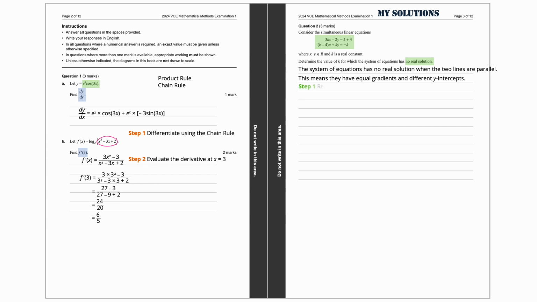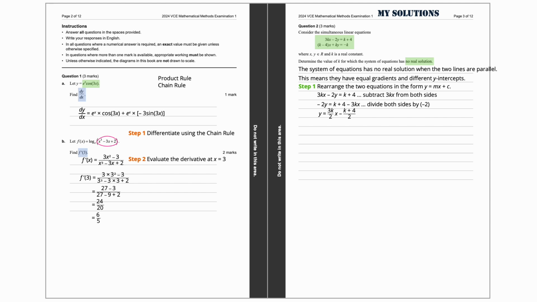Step 1. Rearrange the two equations in the form y equals mx plus c. We start with the first equation, subtract 3kx from both sides of the equation, and then we divide both sides of the equation by negative 2. We rearrange it so y equals 3k over 2 x minus k plus 4 over 2.